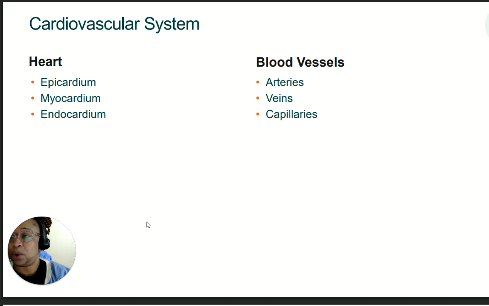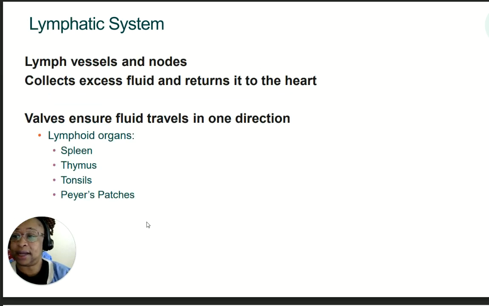Cardiovascular system. Under the heart, we have the different areas here. Under the blood vessels, we also have the arteries, the veins, and capillaries. The lymphatic system: the lymph vessels and nodes collect excessive fluid and return it to the heart. The vessels ensure fluid travels in one direction. In the lymph node organs, we have the spleen, the thymus, tonsils, and the Peyer's patches.